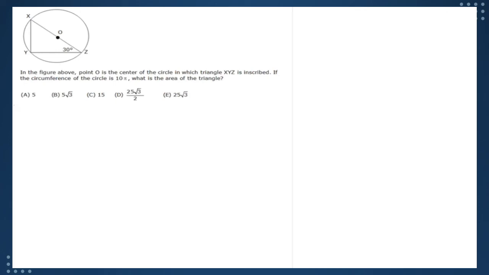Okay, so about 2 minutes there, a little longer. So this is an interesting question. What's going on here is we have a triangle inscribed in a circle. Now, one important note is that if you ever have a triangle inscribed in a circle, and one of the sides of the triangle looks like it also represents the diameter, which in this case XZ does, then the diameter is equal to the hypotenuse.